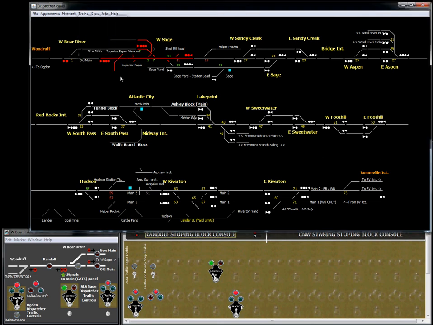I'll go ahead and clear that. Yeah, that one seems to keep. Go ahead and clear West Sage. There we go. As I mentioned a moment ago, we have local control switches.